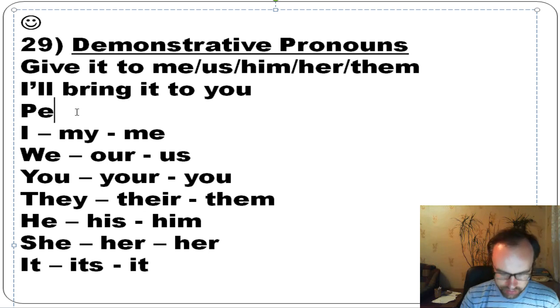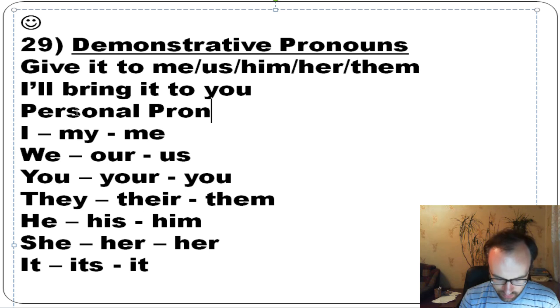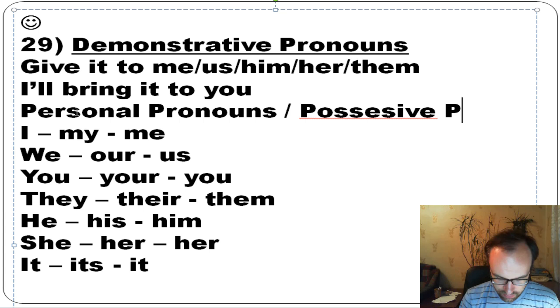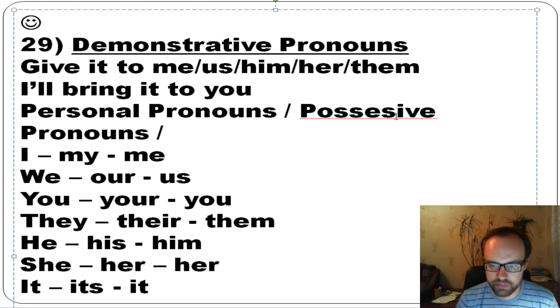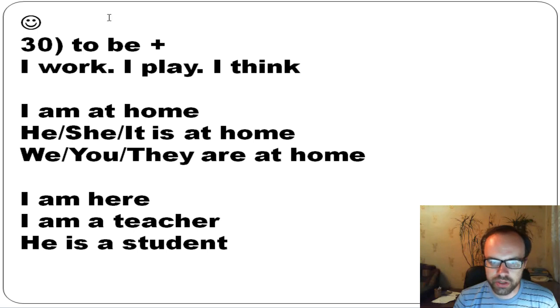So you see personal pronouns, possessive pronouns, and demonstrative pronouns, yeah? Me, us, you, them, him, her, it. Well, what about the verb to be? When do we use it?